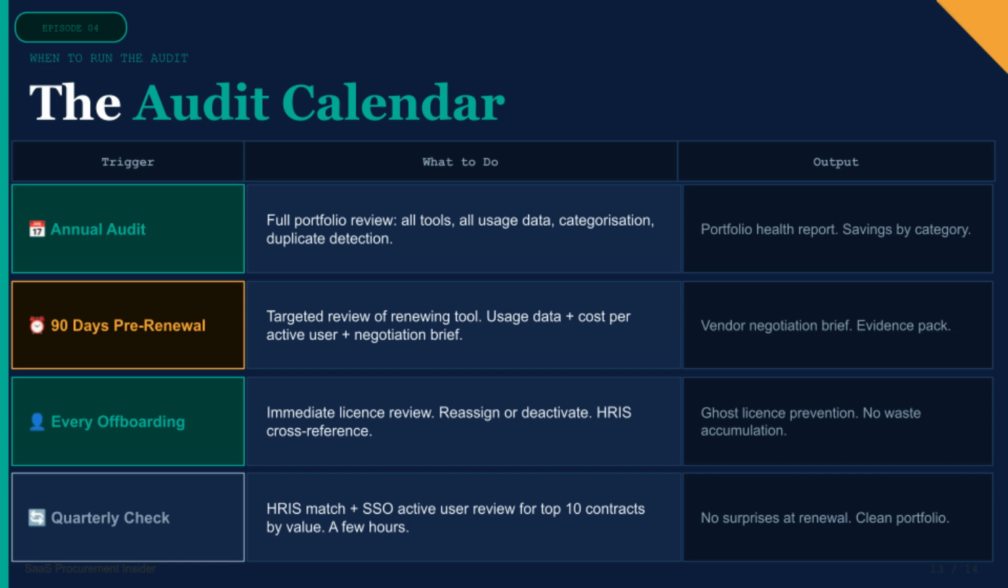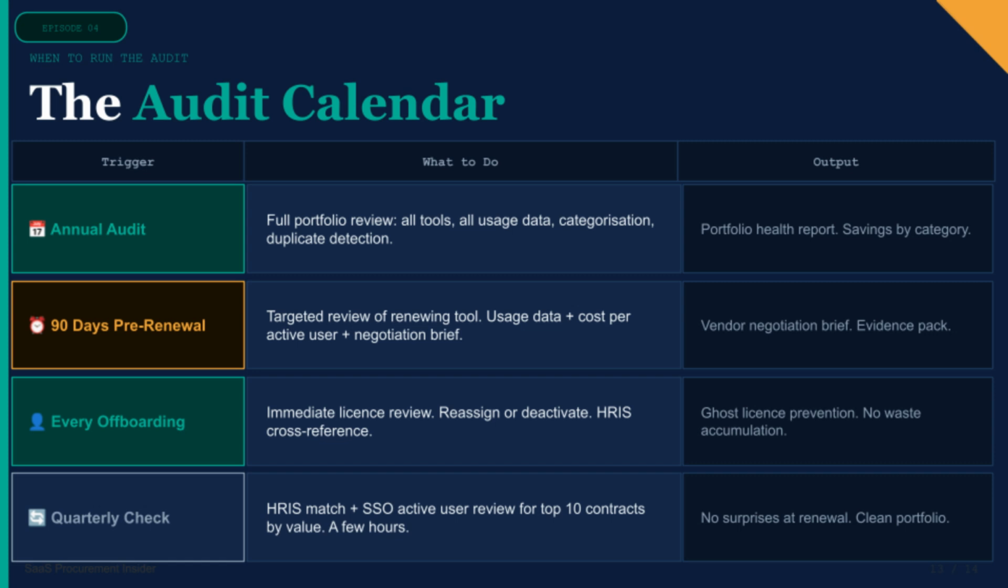Additionally, every employee offboarding should trigger an immediate license review. Reassign or deactivate. This is where ghost licenses are born, if the process is absent. And quarterly, a lightweight check. HRIS match plus SSO active user review for your top 10 contracts by value. This takes a few hours and prevents surprises at renewal.